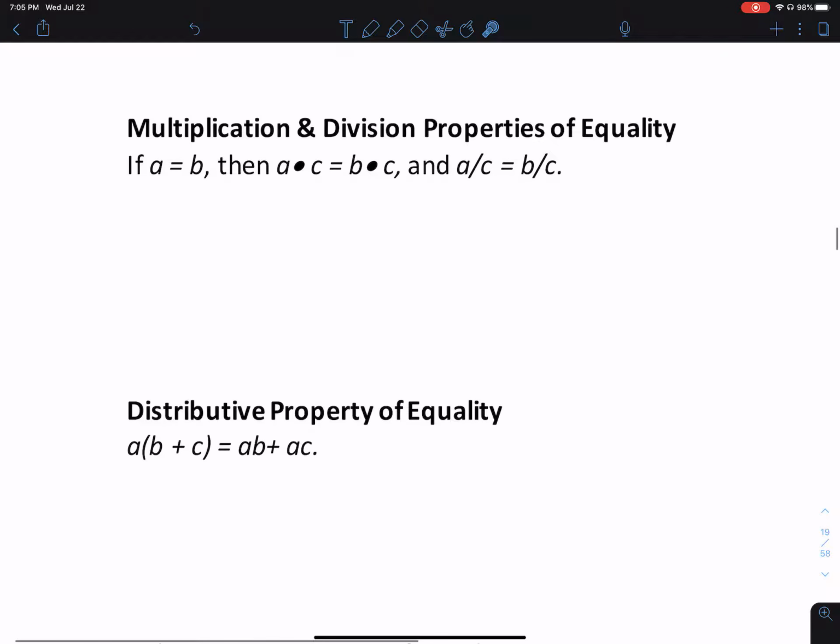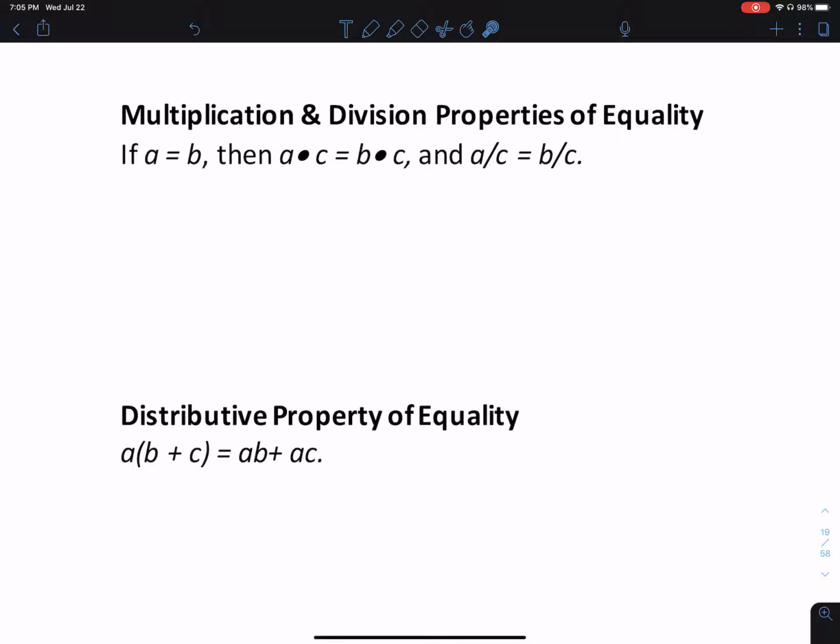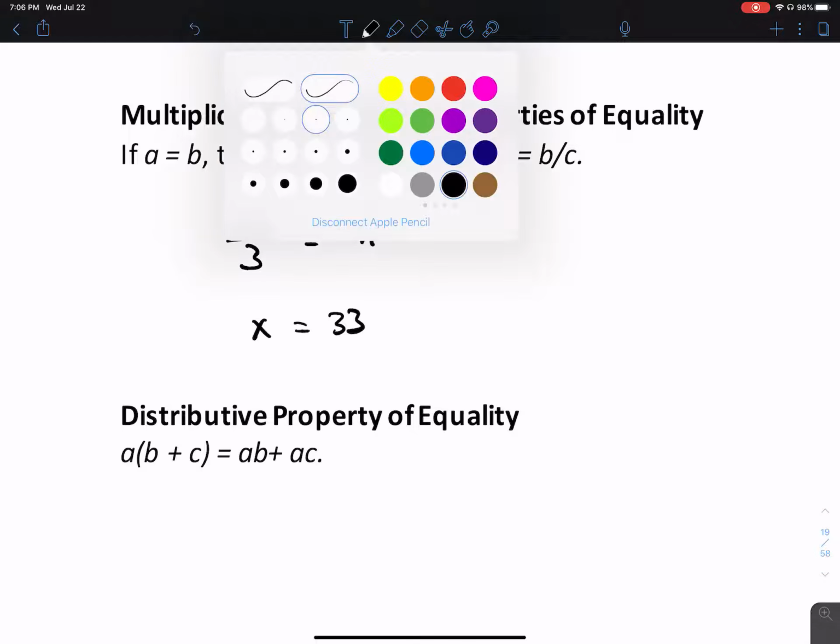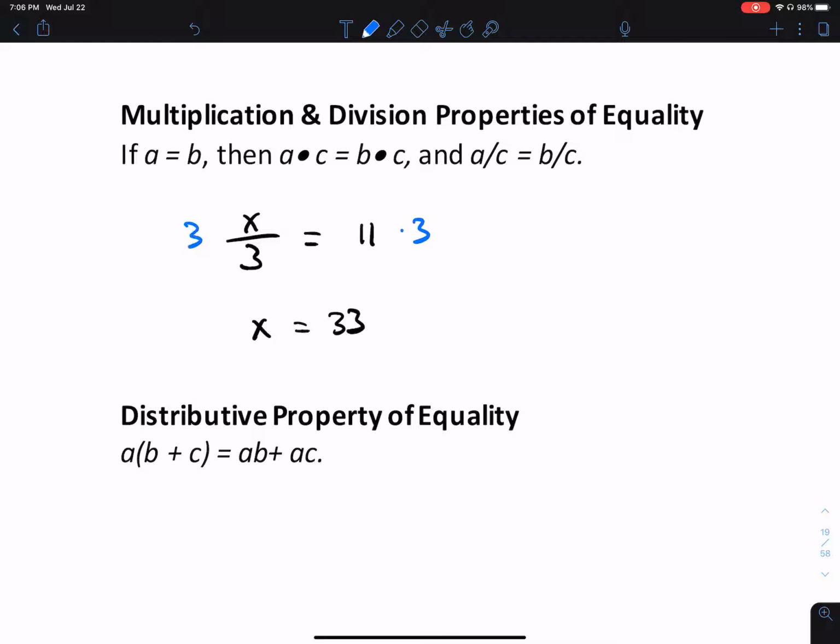Multiplication and division properties of equality says that you can take any equation and you can multiply both sides of the equation by the same number, or divide both sides of the equation by the same number. So let's say that we had, since I'm hooked on 3's, let's continue to use 3. x divided by 3 equals 11. If you wanted to multiply both sides of the equation by 3, you would get x equals 33. We multiplied both sides of the equation by 3. That is the multiplication property of equality. If we were to divide both sides of the equation by the same number, that's the division property of equality for real numbers.